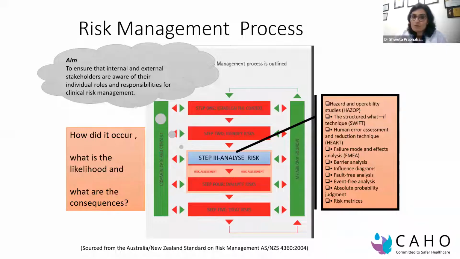When we analyze, there are a few questions which should come to mind. How did it occur? What was the likelihood? What are the consequences of that risk? And there is a set of questions you have to draw in when you analyze the risk. There are various tools which are available. In the interest of time, we cannot go to each and every tool, but I will explain in subsequent slides how you analyze the risk using a risk matrix, and then you prioritize the risk.